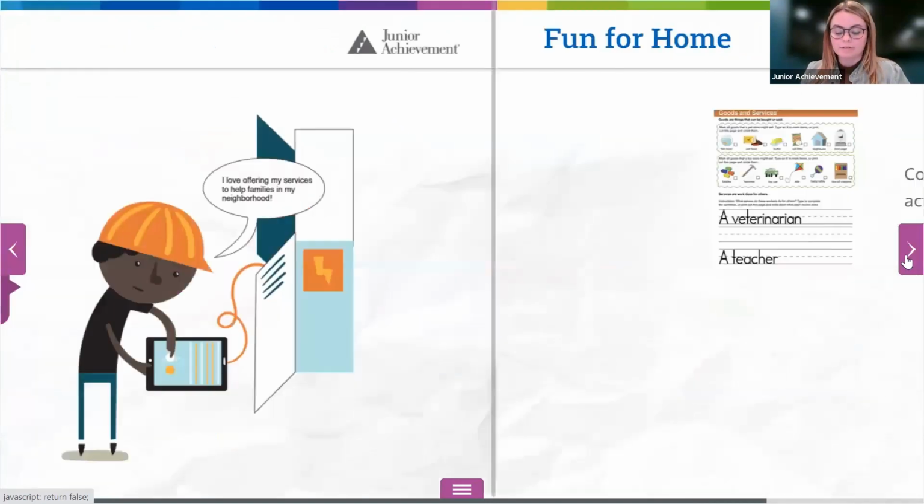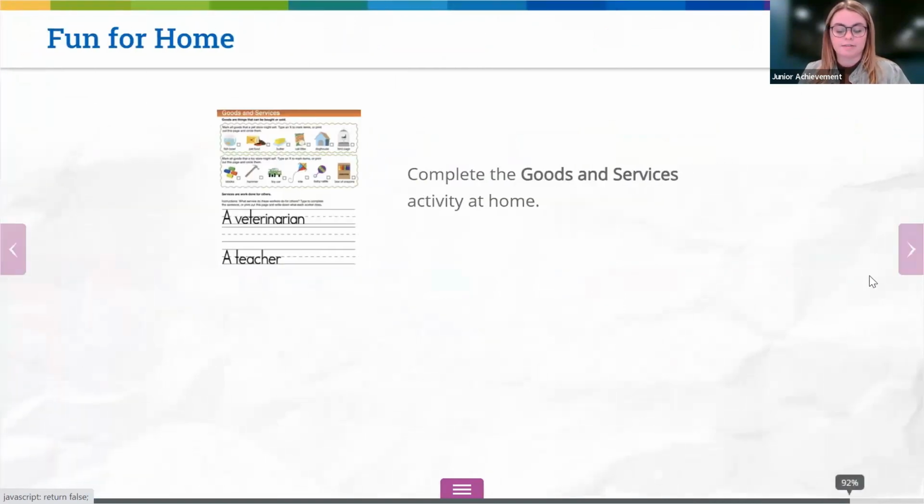If time allows, have students complete the goods and services junior journal. You may have to help students complete the sentences about a veterinarian and a teacher. Consider writing a simple sentence on the board for students to copy as needed. If there's not time at the end of the lesson, you can have students complete this activity when they take their junior journals home after the 5th lesson, or when they have extra time in class.